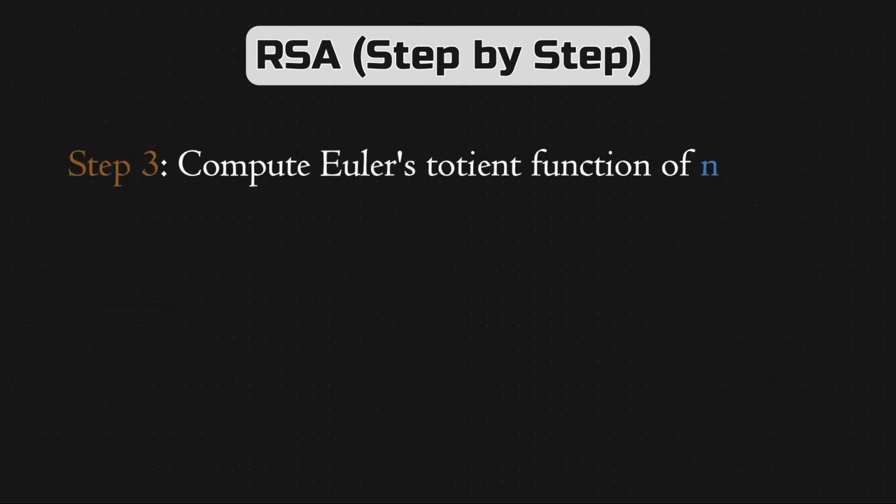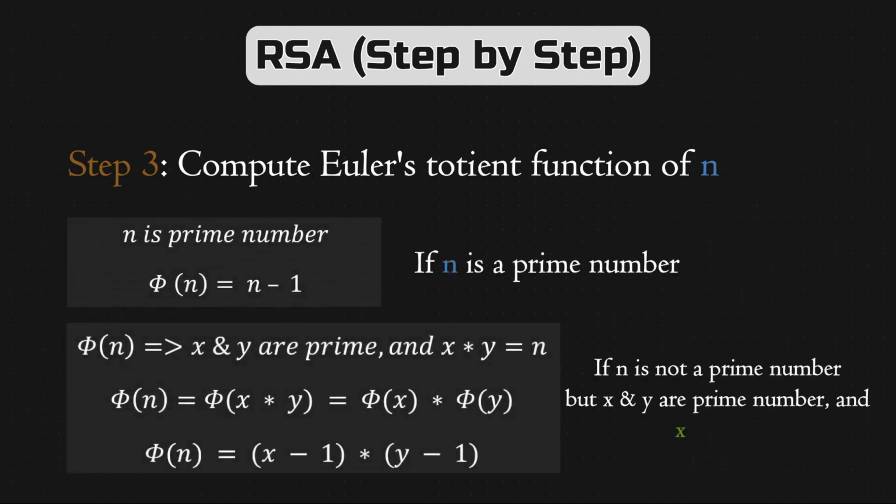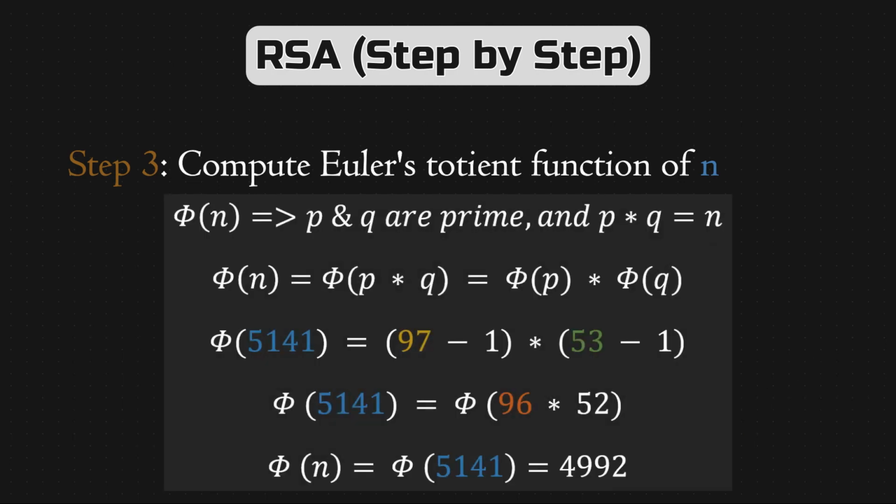In step 3, we need to find the Euler's Totient function. Earlier, we discussed that we can calculate Euler's Totient function easily if the product of two prime numbers is equal to the number n. In this scenario, it just fits right in because initially we have chosen two prime numbers, as it was also required. So the Euler's Totient function for n will be the product of p minus 1 and q minus 1. The Euler's Totient function, or phi n, will be 4992.